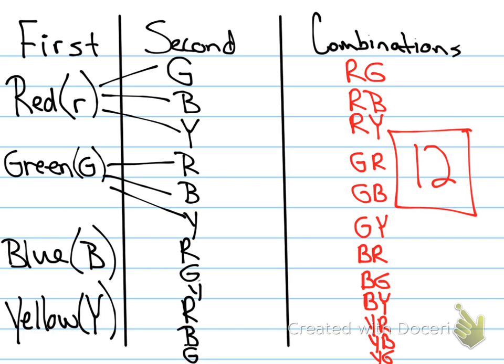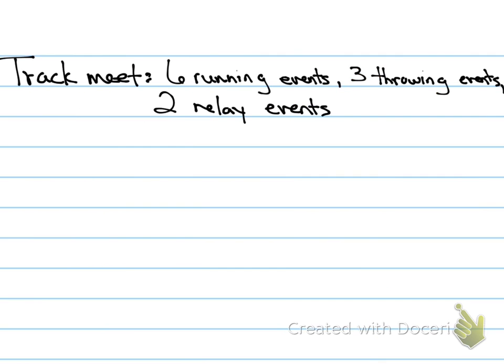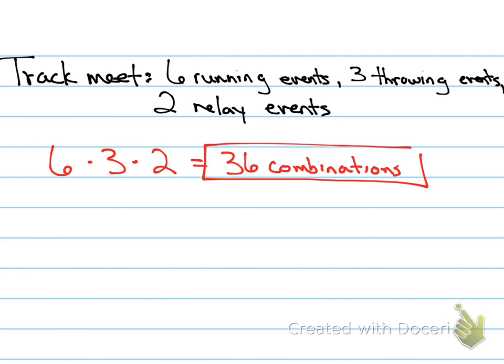On page 644, it gives us a track example. At a track meet, there are 6 running events, 3 throwing events, and 2 relay events. If I were to do a tree diagram for this, there would be 3 categories, and then I would match them all up to find my total. However, there's another method. If I know that there are 6 possible running events, 3 throwing events, and 2 relay events, I can multiply those numbers together to find a total possible event combination for this track meet. So I just simply multiply those options together.